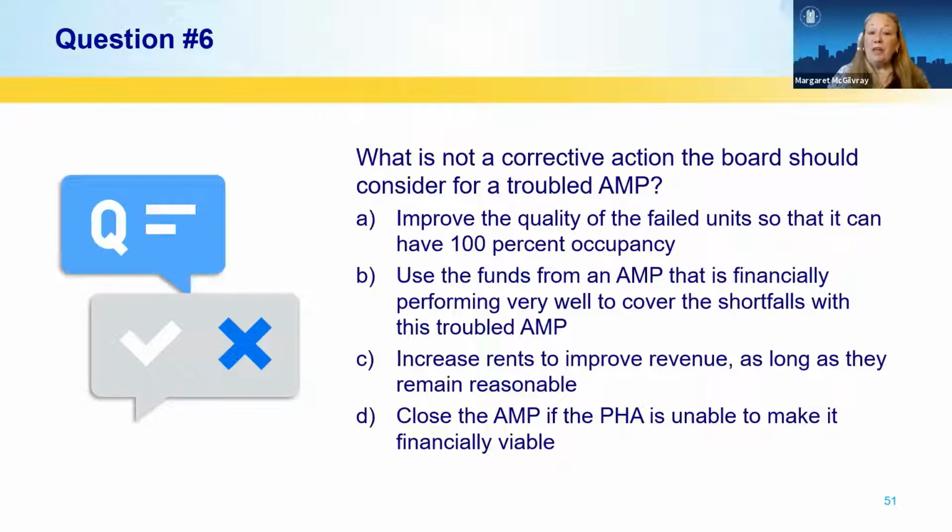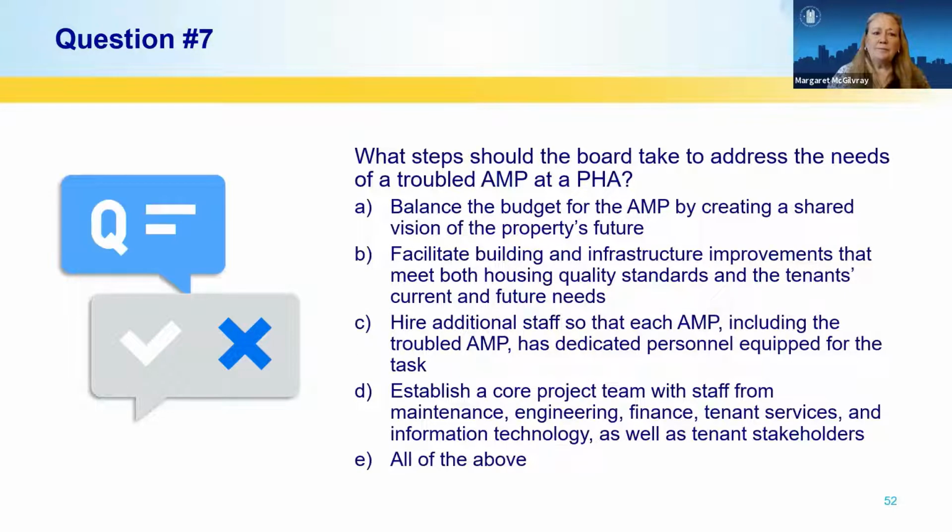If you said B, you are correct. Under asset management, each project should be able to sustain itself. If a project is financially underperforming, the board must consider if it is able to make fiscally responsible changes to sustain it, or maybe consider demolition or repositioning of that AMP. So let's do one more knowledge check.